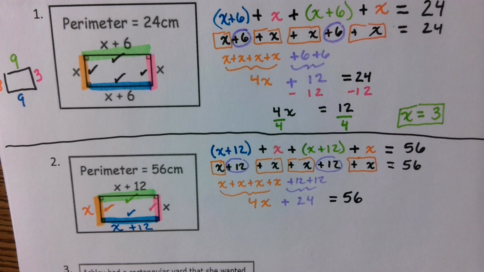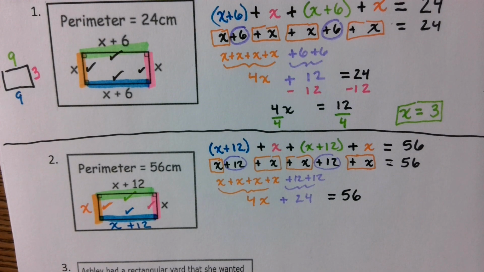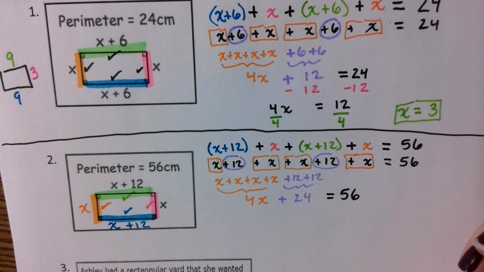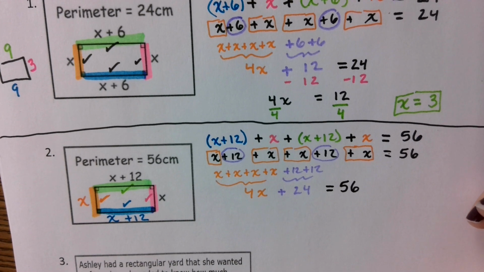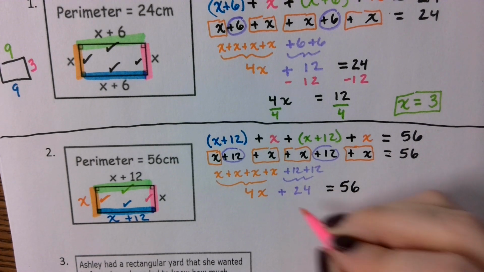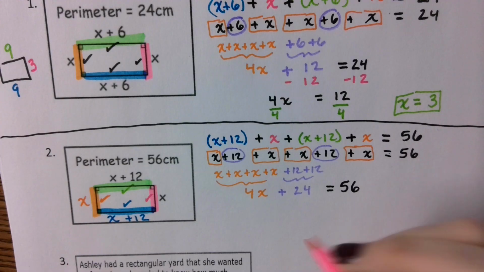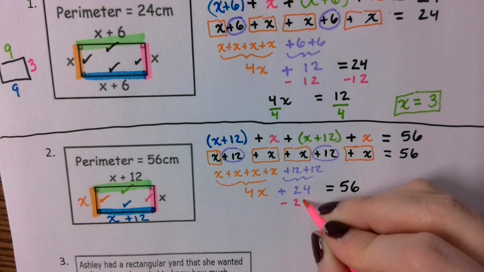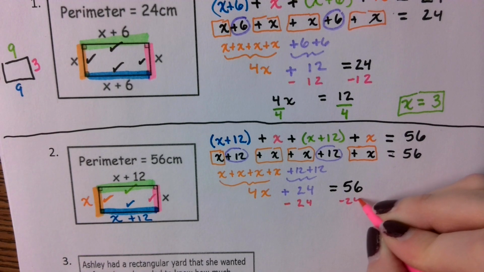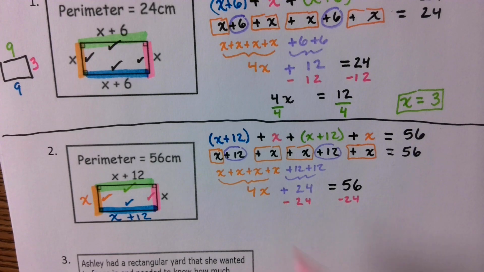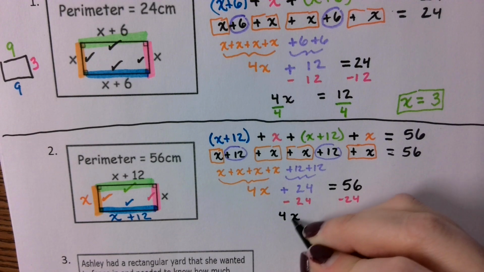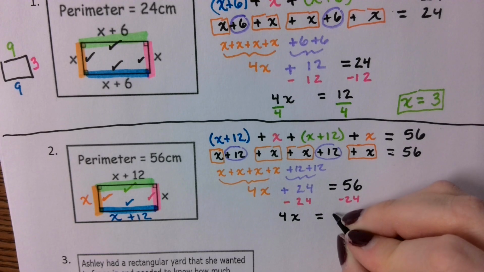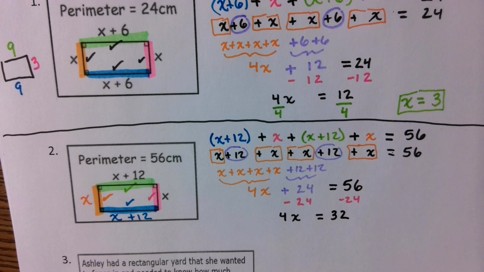Okay, what do I do first? Phoenix? Do minus the 24 minus 56. Wrong order. Minus 24 from 56. So 56 minus 24. Sorry. That's okay. Okay. We're going to do 56 minus the 24, right? We're subtracting 24 from both sides. So we're going to get 4x is now equal to 32.